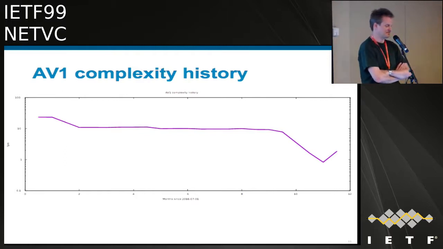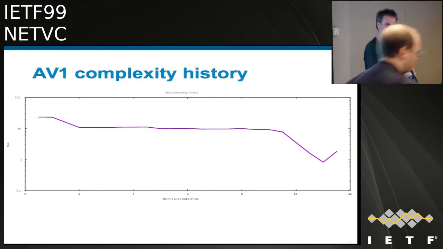Next slide. Quick question here. Do you know what the uptick was? I'm surprised that there was any lowering of complexity. Any idea what the uptick was? Well, I suppose the reason is that somebody enabled a tool just to get the tool in and did the optimizations later. Okay. Maybe Tim knows better.